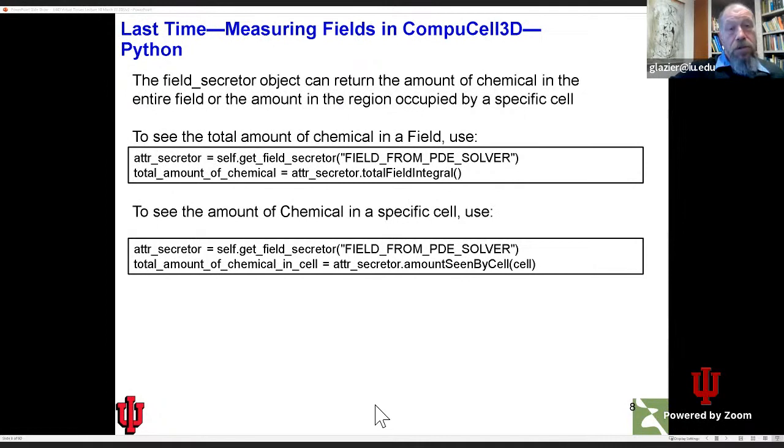If you don't want to actually absorb or secrete things, there are these convenience functions which operate on the field secretor, attractor.secretor.total_field_integral. That'll tell you the total amount in the field over the whole simulation, which is a useful thing to do if you're trying to normalize, or just as a sanity check on whether what you're doing makes sense. And then amount_seen_by_cell, which is the sum of the amount in the voxels occupied by the cell, which is also pretty useful. If I want to know how much ATP do I have in my cell, that's the way to figure it out.